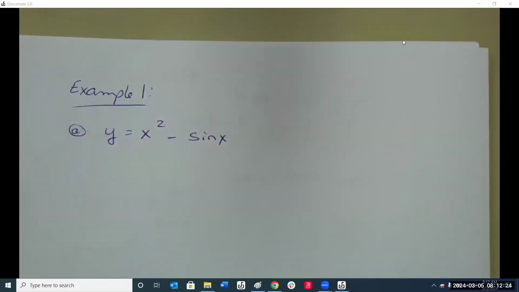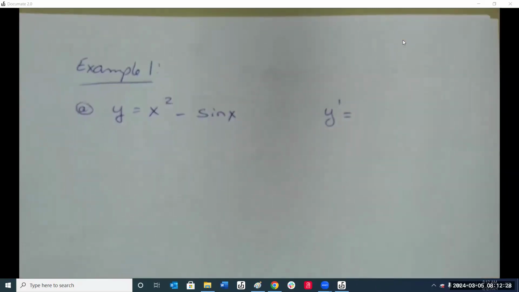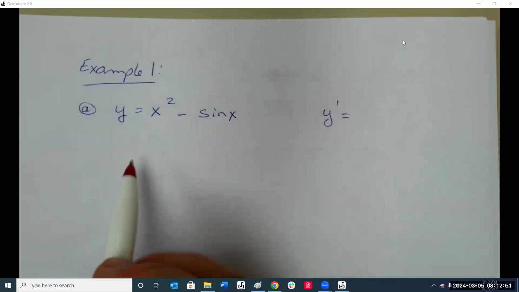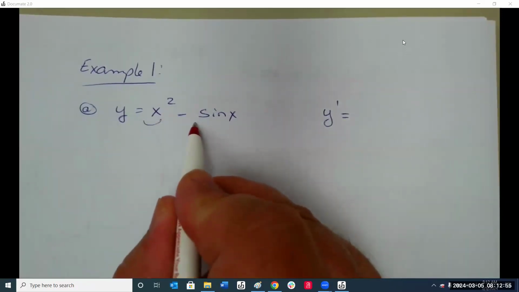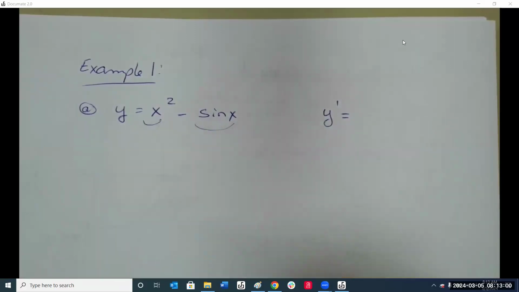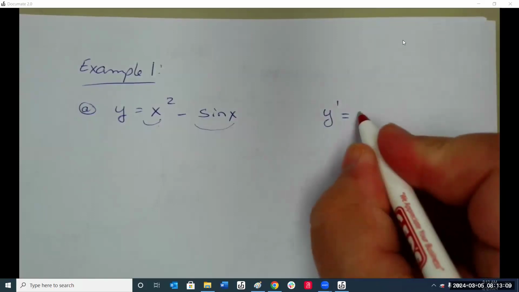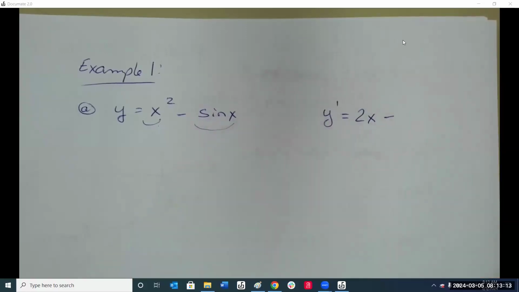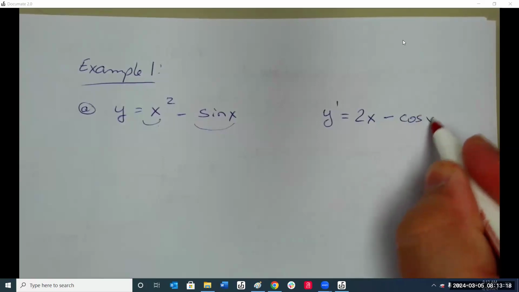Example 1. A. y equals x squared minus sine x. Find the first derivative. What rule are you going to use here? Because these are addition and subtraction, you could do them in individual pieces. You could take the derivative of this one and the derivative of this one and subtract them. So what's the derivative of x squared? 2x minus the derivative of sine x. And there you have it. That's the first derivative.